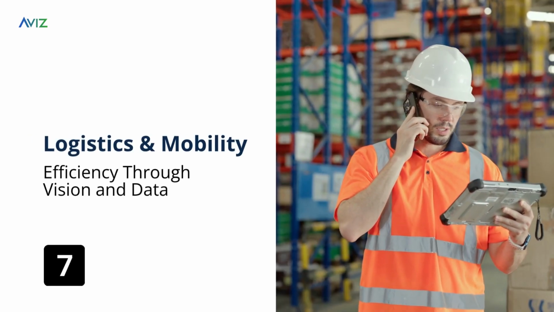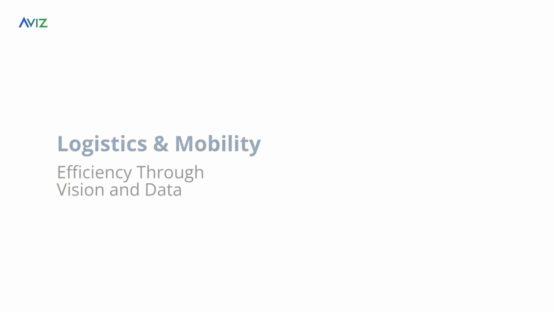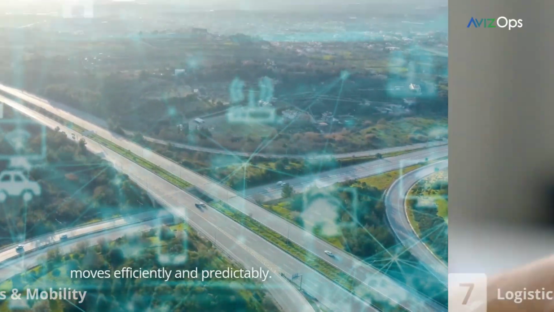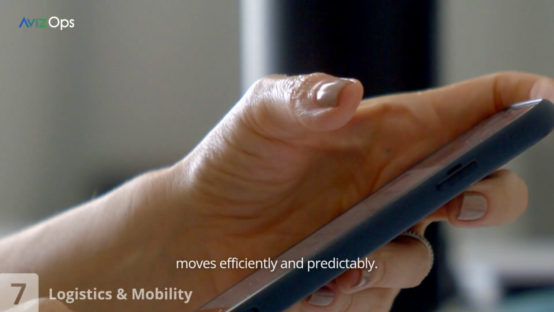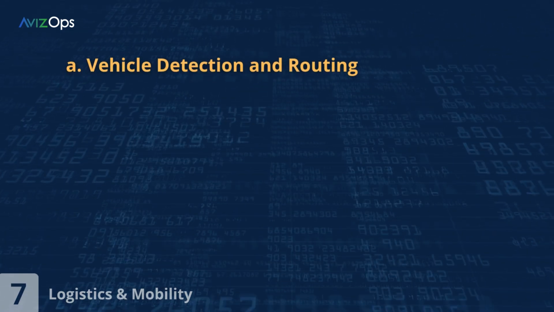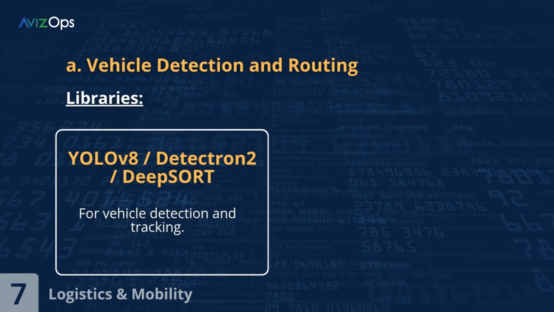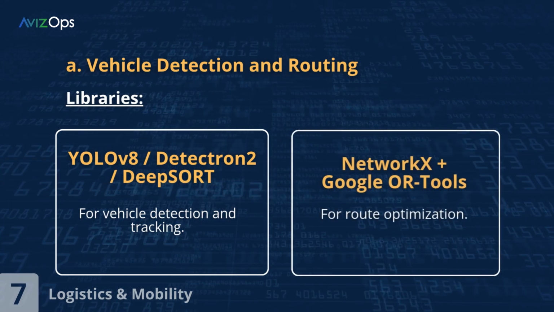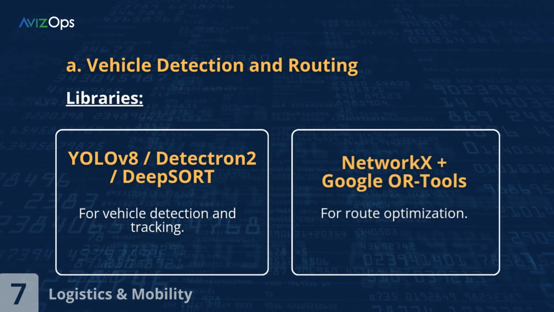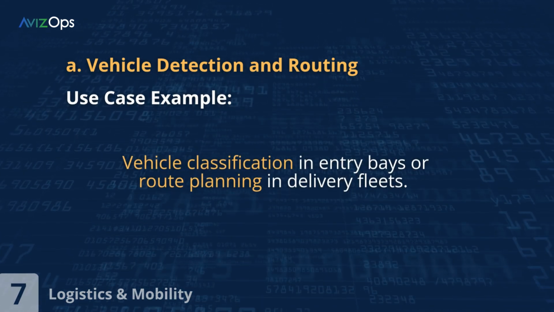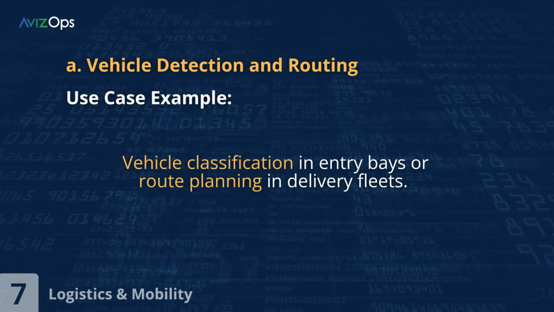7. Logistics and mobility, efficiency through vision and data. In logistics, AI ensures that everything, from vehicles to parcels, moves efficiently and predictably. For vehicle detection and routing, libraries like YOLOv8, Detectron2, DeepSORT, for vehicle detection and tracking. NetworkX plus Google OR-Tools, for route optimization. Use case example, vehicle classification in entry bays or route planning in delivery fleets.